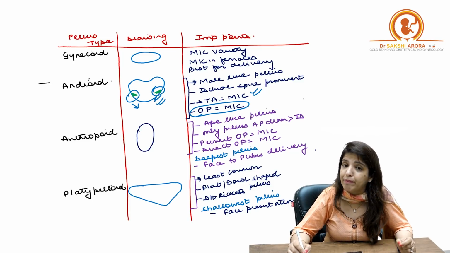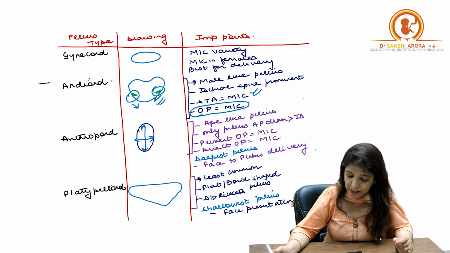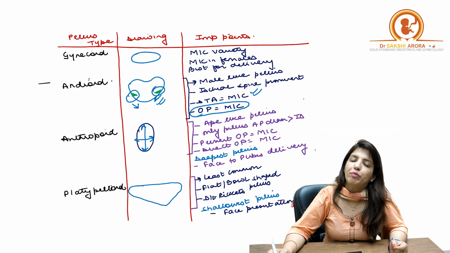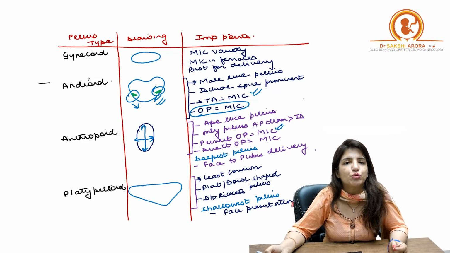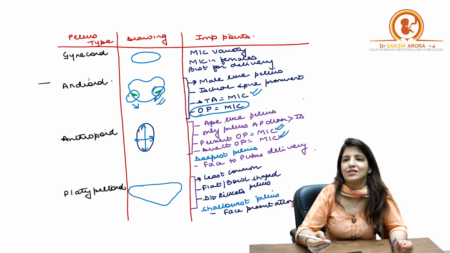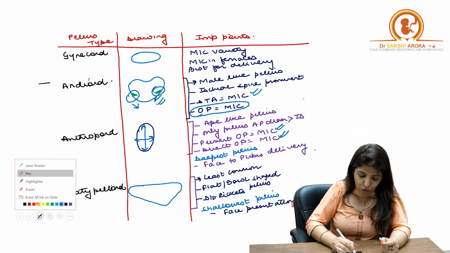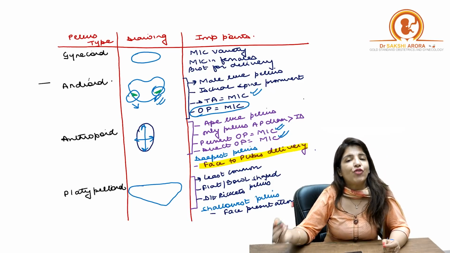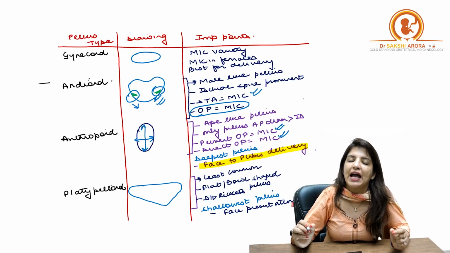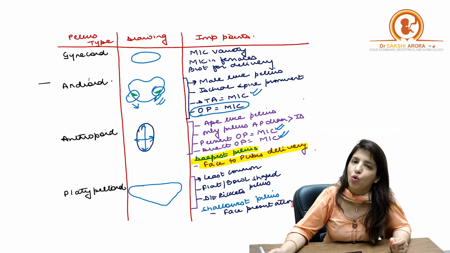Anthropoid pelvis is ape-like pelvis. This is the only pelvis in which the AP diameter of the pelvis is more than the transverse diameter. Right? So if they ask you persistent occipito-posterior position is more common in, or direct occipito-posterior position is more common in, then your answer has to be anthropoid pelvis. Not only this, if they ask you face to pubes delivery is seen in which kind of pelvis? Face to pubes delivery is seen in anthropoid pelvis. Anthropoid pelvis is the deepest pelvis also.